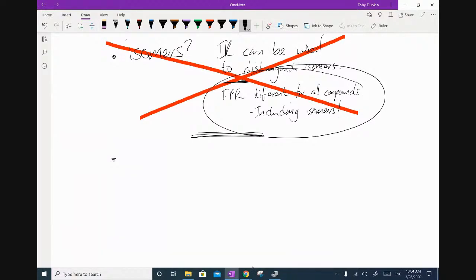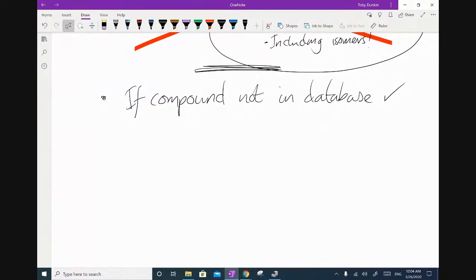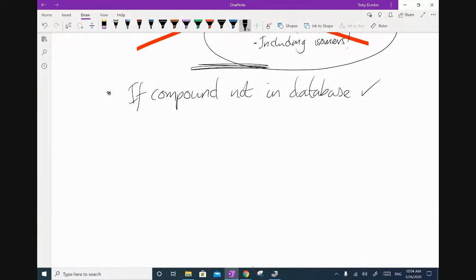So, if compound not in database. Great answer. Spot on. That is correct. You're kind of saying what Ivan said: if it's not on the database, then you can't compare it. Yes, but that's not the other limitation. The second one is impurities. If you have impurities present, then your infrared will be off. You will at that point get what's called a percentage match, but it's still a massive limitation. If you've got a mixture, if there are two or more compounds.